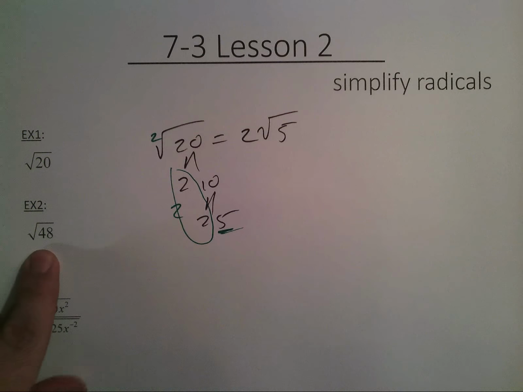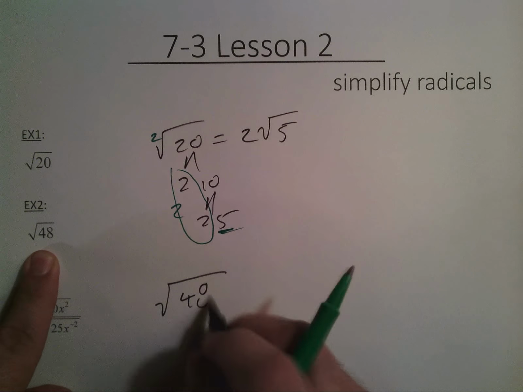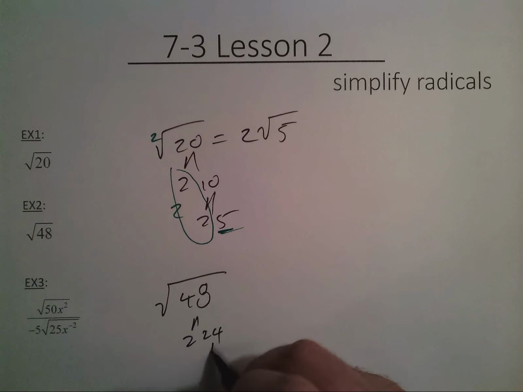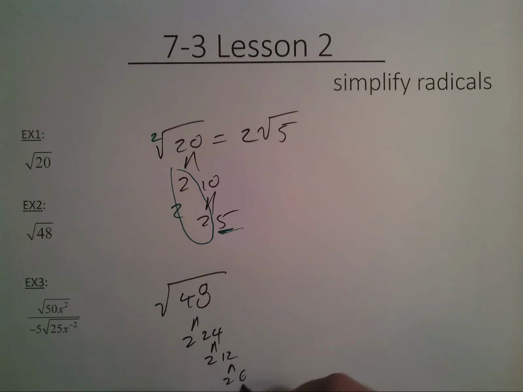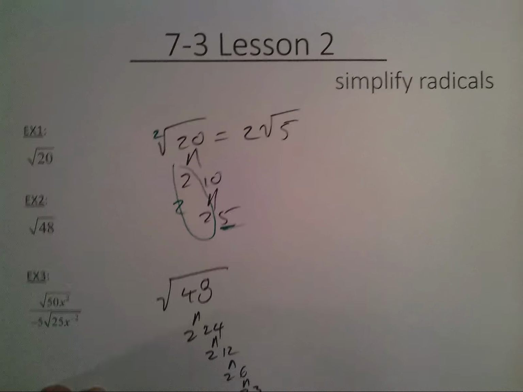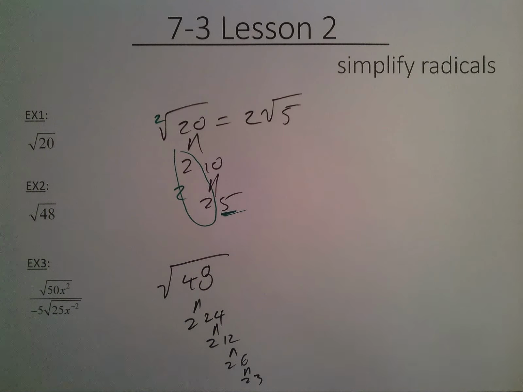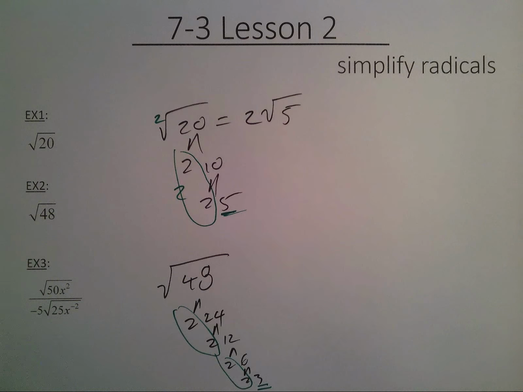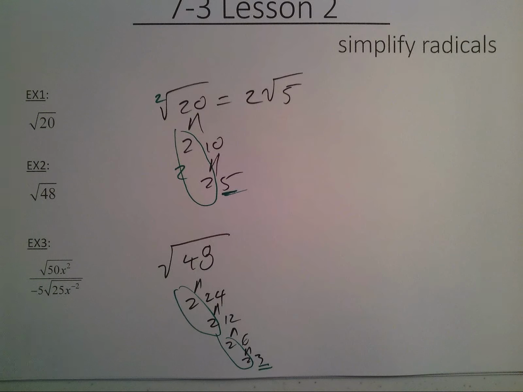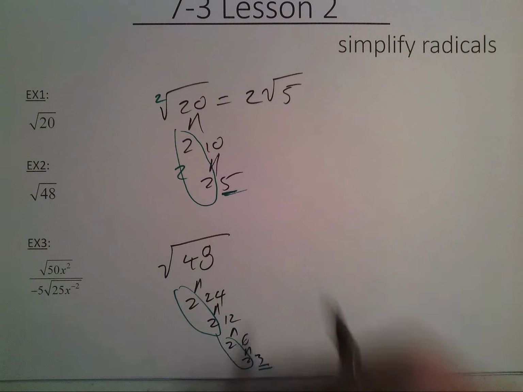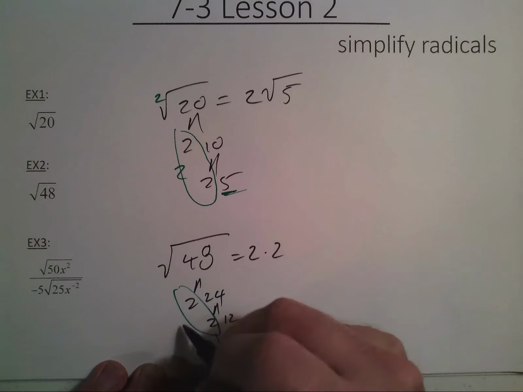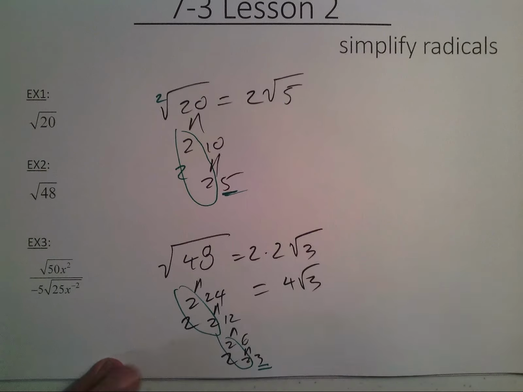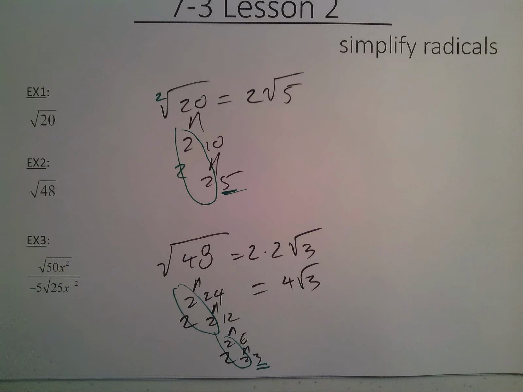Let's do this again. If I have the square root of 48, I know that 48 is 2 times 24, which is 2 times 12, which is 2 times 6, which is 2 times 3. Alright, so I have a pair of 2's, I have another pair of 2's, and I don't have anything to go with the 3. Now, that means I can take out a 2. I can take out a 2, since there's one here and one here, and I'm leaving behind a 3. In other words, I have 4 root 3. That's all there is to simplifying radicals.